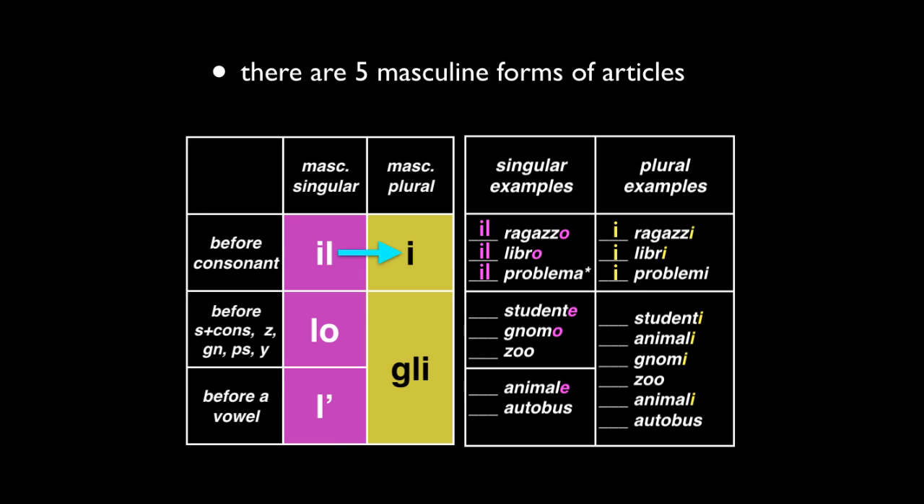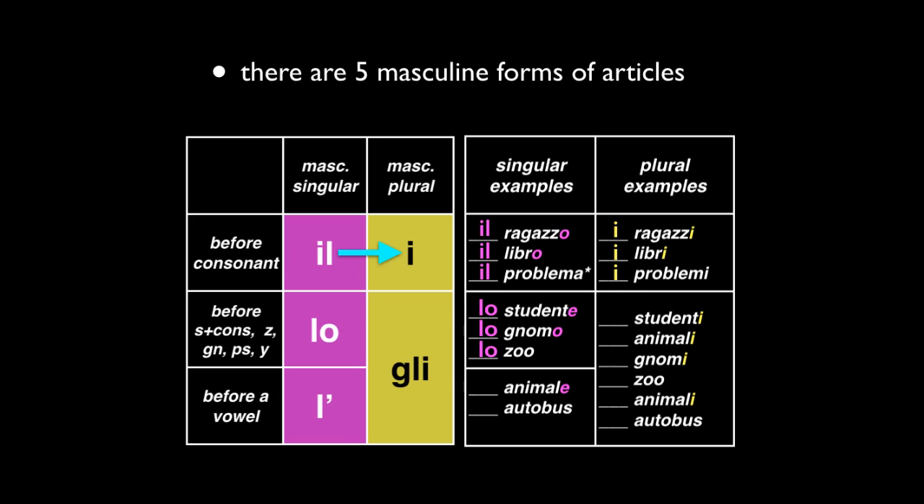There are other ones too, x, p, pn, but all of those you can learn when you have to. Really quite a few exceptions, so you just have to learn those for lo. But you'll definitely see a lot of them in front of the s plus consonants, like studente, and gnomo is a little bit less frequently used. Lo zoo is another example.